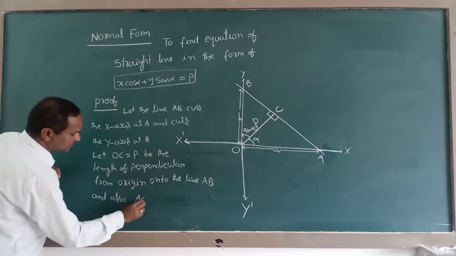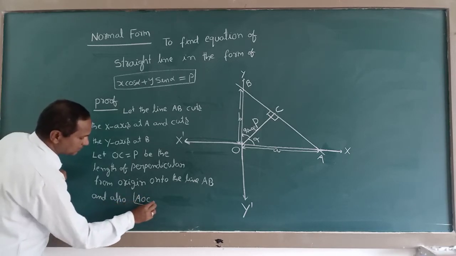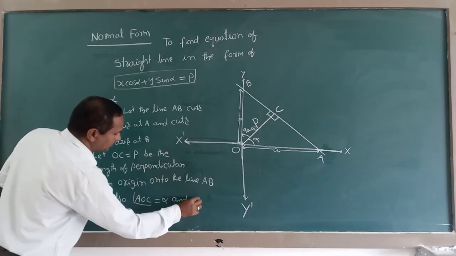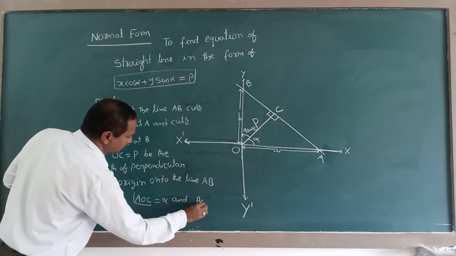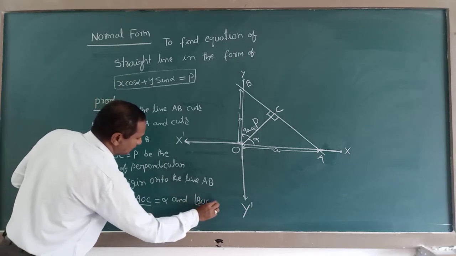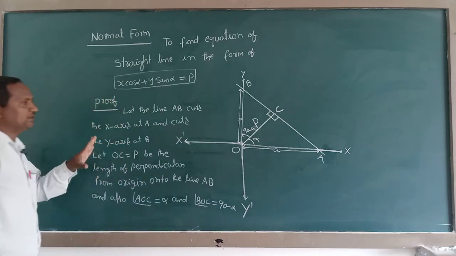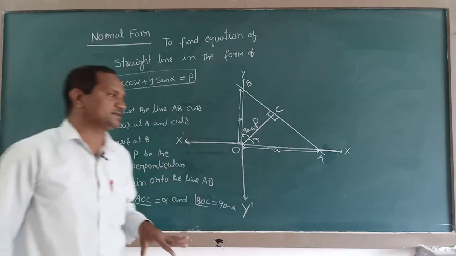And also angle AOC is equal to alpha and angle BOC is equal to 90 minus alpha. Like that, we have taken the theoretical part about this diagram.